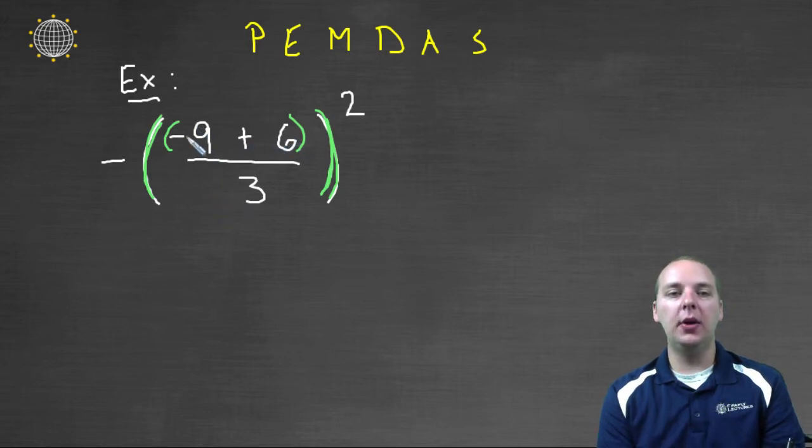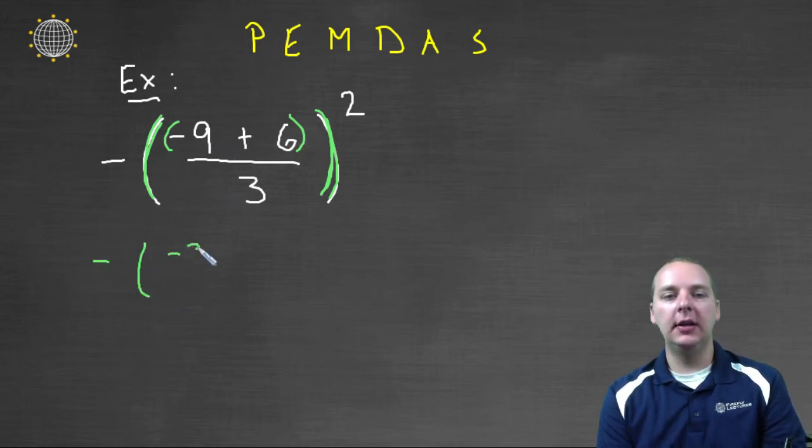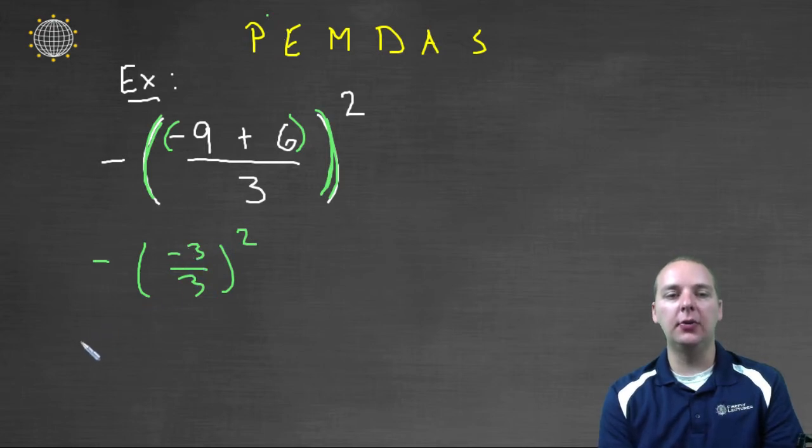So I'll compute the numerator. -9 plus 6 makes -3. So we'd have negative parentheses -3 over 3 quantity squared. Okay, so parentheses is almost finished. I still need to compute -3 over 3. So -3 divided by 3 is -1. That's squared. So parentheses have been finished.